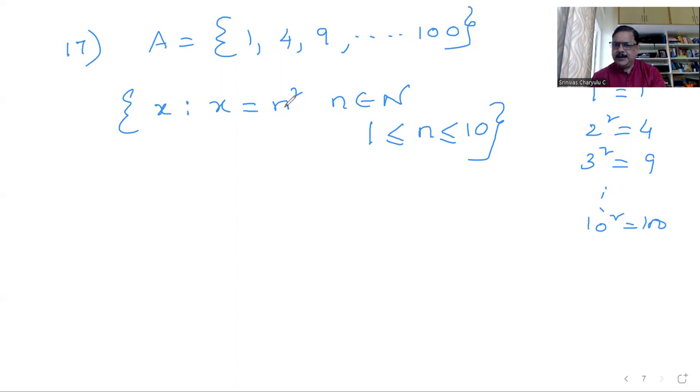Is the condition x equal to n square matching or not? You see, if you put n is equal to 1, 1 square is 1, 2 square is 4, 3 square is 9, like this, up to only 10 I should go. If I go to 11, what happens? 11 square, 121 will come. 121 is not there in the question. So therefore, we should limit up to 10. Okay. Good. Next.